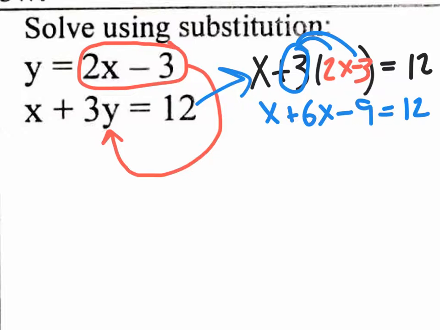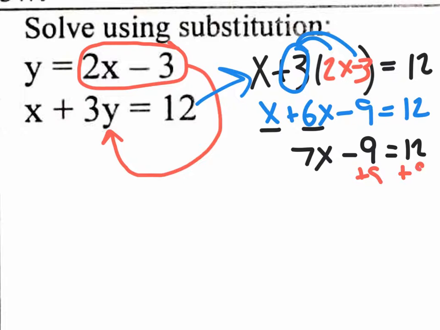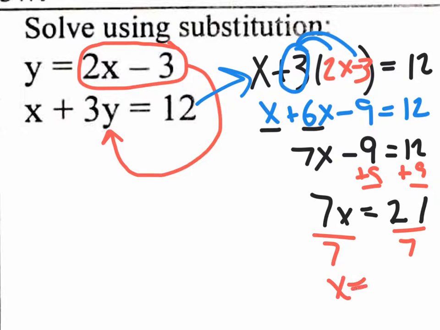And let's continue solving by combining like terms. x plus 6x is 7x minus 9 equals 12. And we're going to add 9 to both sides. Plus 9, plus 9. Going to end up with 7x equals 21. That's, man, even the one's crooked. Okay, sorry. And now let's divide by 7 on both sides. You're going to get x equals 3. Okay, so we have one answer.